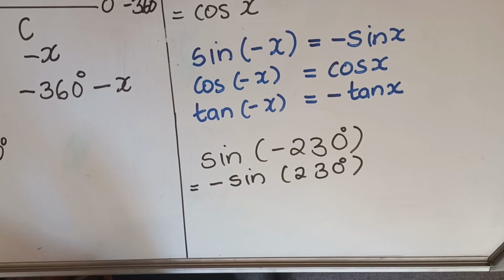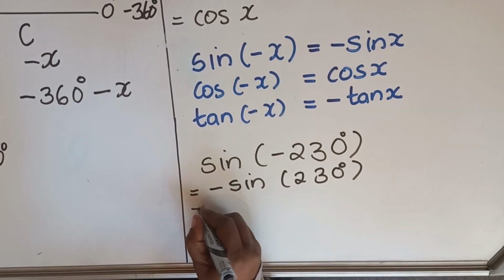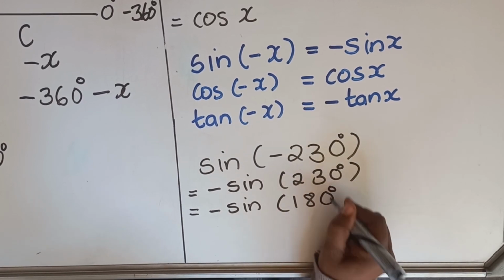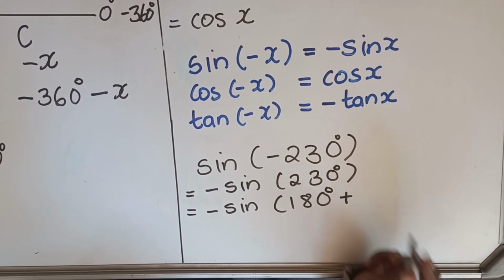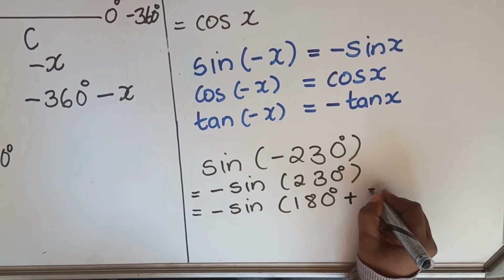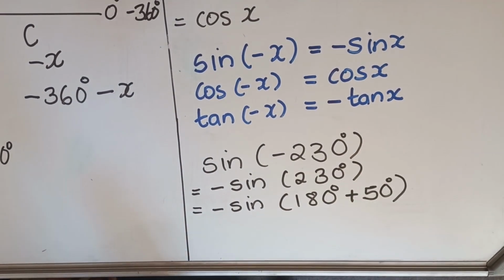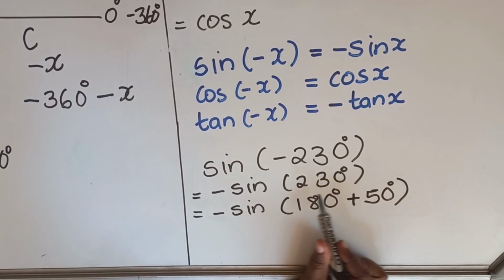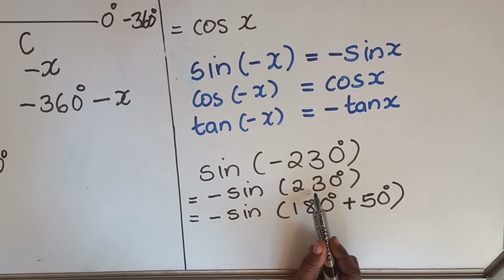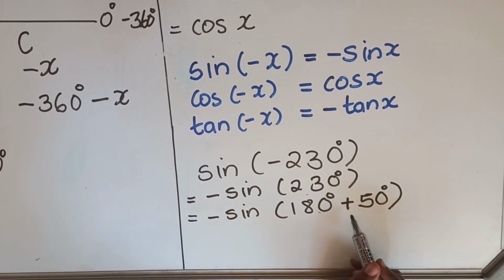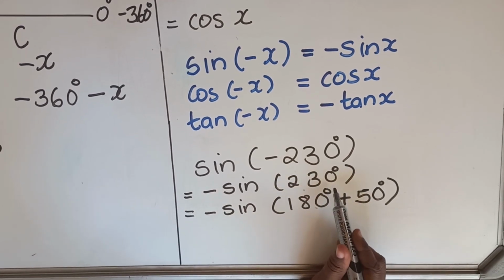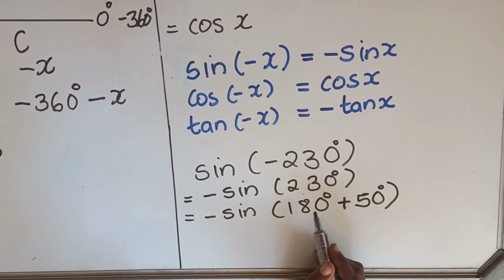Our next step, we're going to reduce the 230. So it's going to be negative sine of 180, our special angle, plus, then you go 230 minus 180. Use your calculator and you'll find that it's 50. Very important here, whatever you have in the bracket, when you add it up, it must give you that angle. When you add this up, it must give you 230. Find a way to find whatever number.